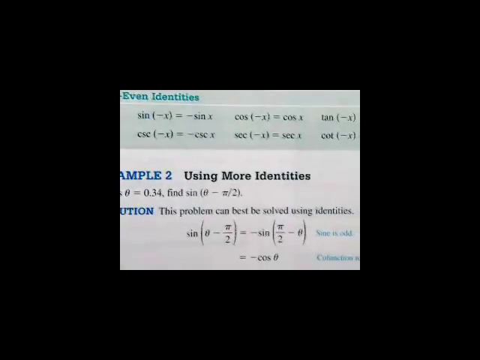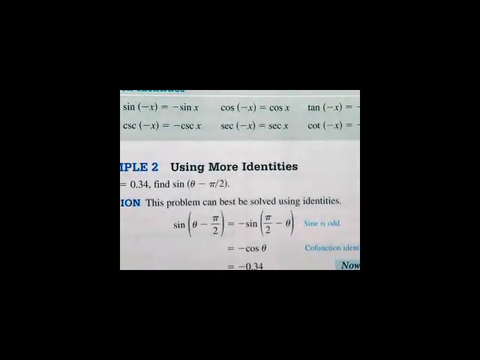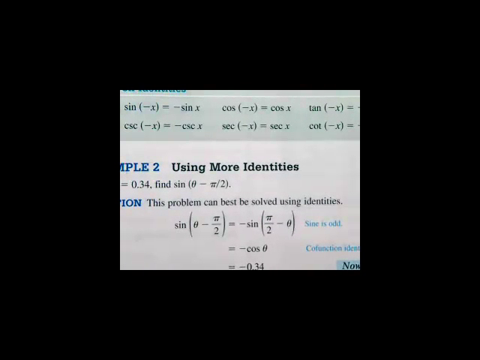The other set on here are the odd-even identities. And these come about more from what the graphs of these things look like. So if it's an odd function versus an even function, they have different relationships. And students always get these confused, so that's why I stopped having people memorize them. But sine of negative x is equal to negative sine x. Cosecant of negative x is negative cosecant x. Those are odd functions. That's why those work that way.